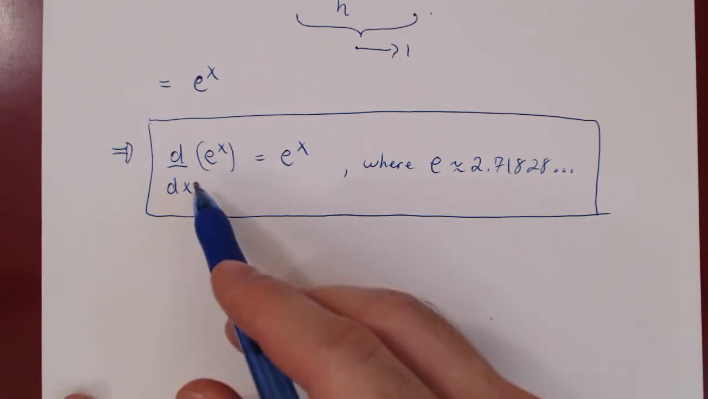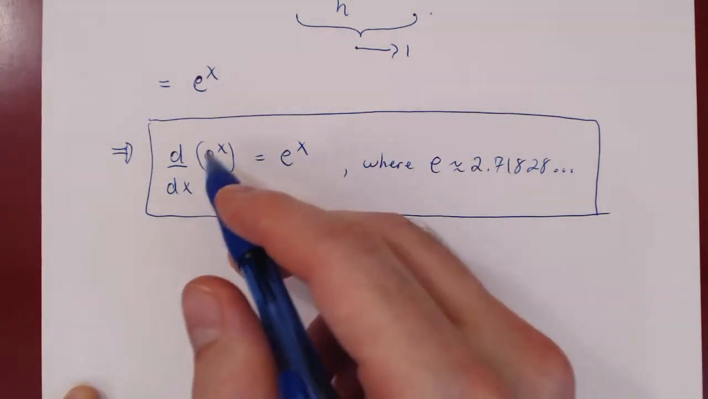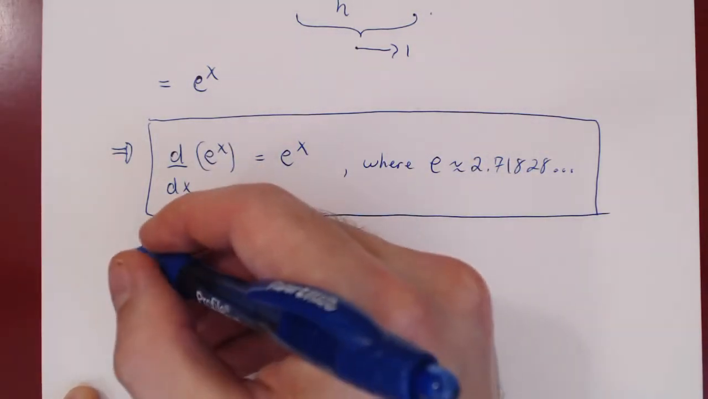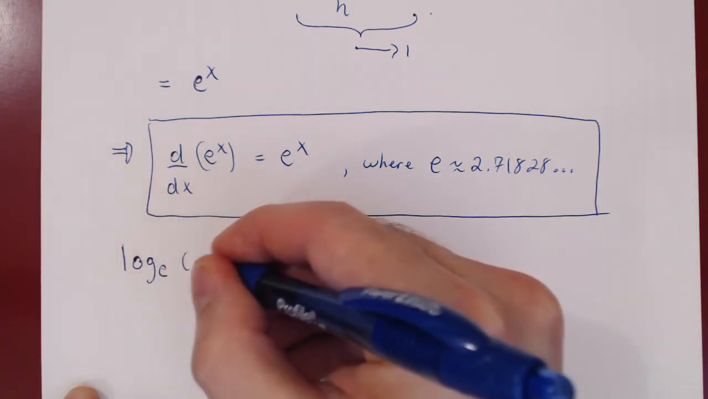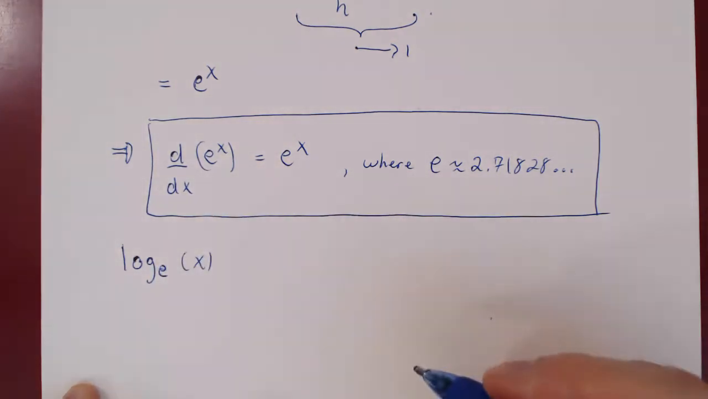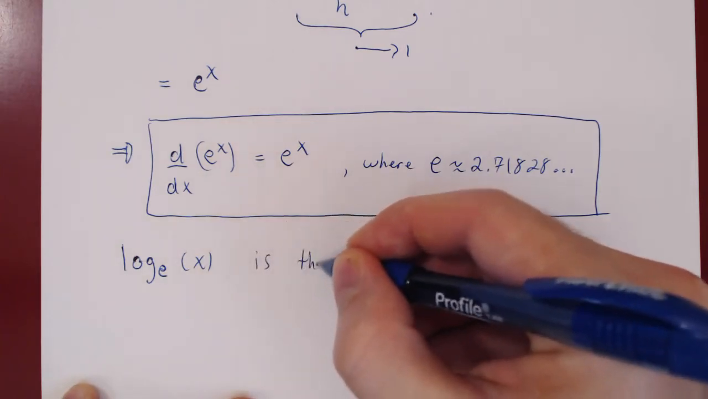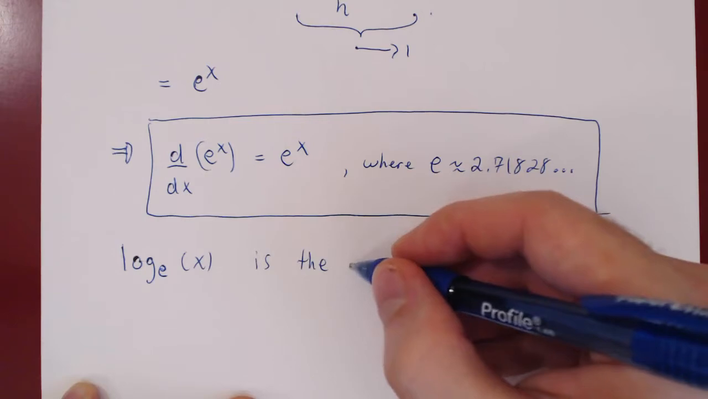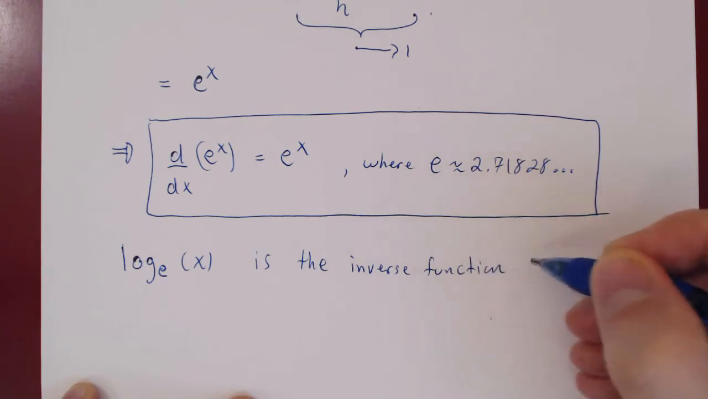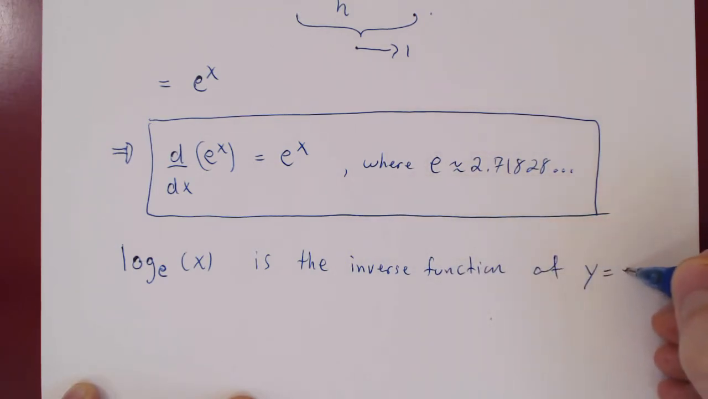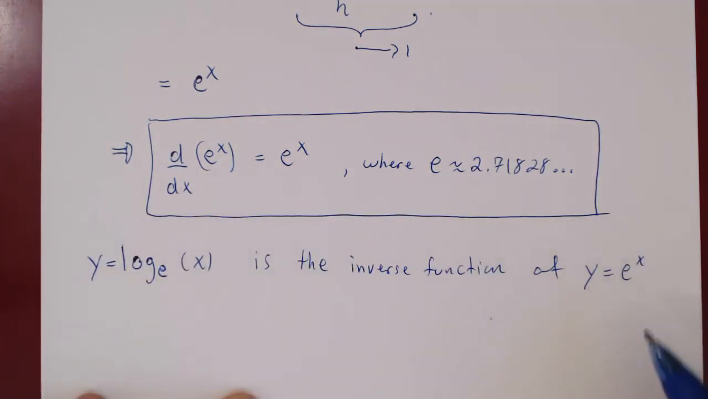The last thing we need is the derivative of the inverse function of e to the x. So if you remember, the inverse function of an exponential is the logarithmic function with the same base. So the logarithmic function, base e, will be the inverse function of e to the x. This is, by definition of what a logarithm is, the inverse function of y equals e to the x. So y equals log base e of x is the inverse function of y equals e to the x.